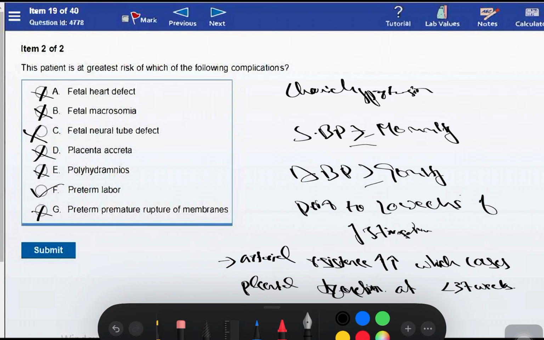So here I will revise again. The correct option here is preterm labor. As I explained, the increased arterial resistance causes placental dysfunction, and hence the baby will be delivered at less than 37 weeks of gestation.